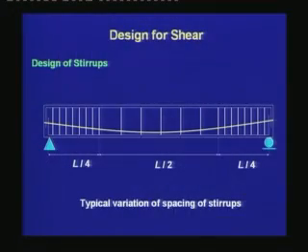In this sketch, the two ends have closer spacing of stirrups, the left end and the right end, whereas the middle half of the beam has wider spacing of stirrups. Of course, the spacing should satisfy the maximum spacing requirement. When we design the stirrups in this fashion, we have two design sections, one at a distance d from the face of the support and another at a distance L/4 from the center line of the beam, where L is the span of the beam.